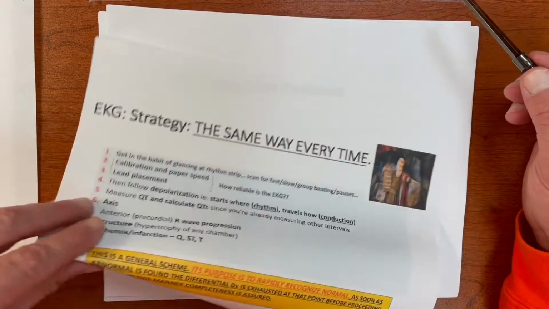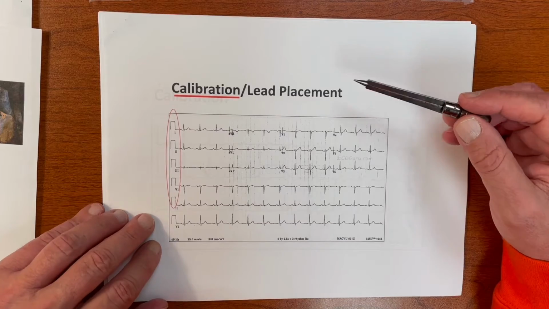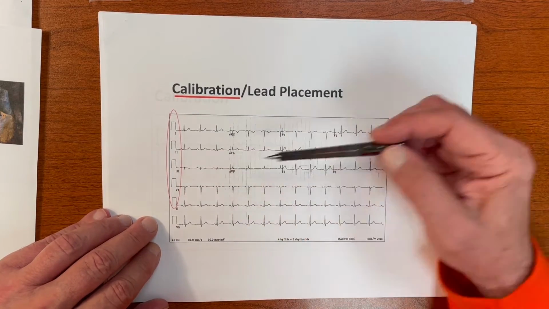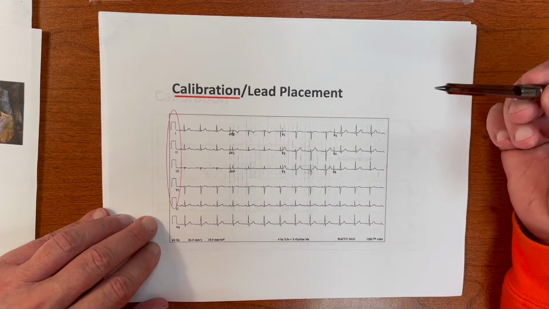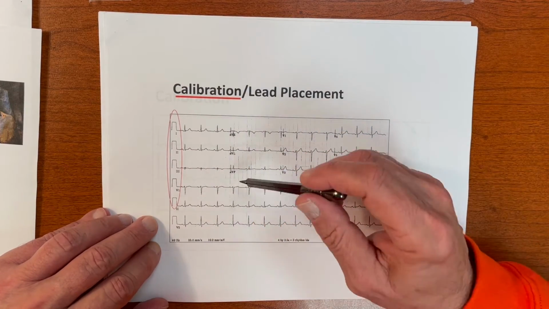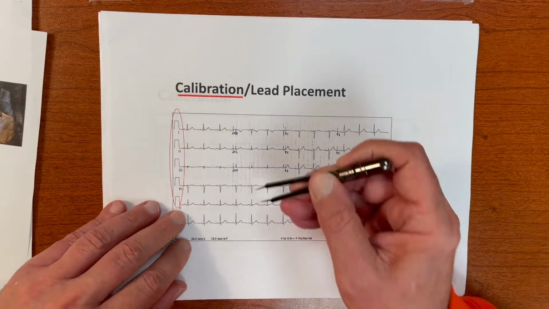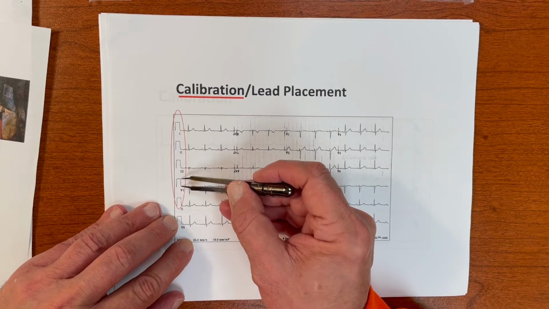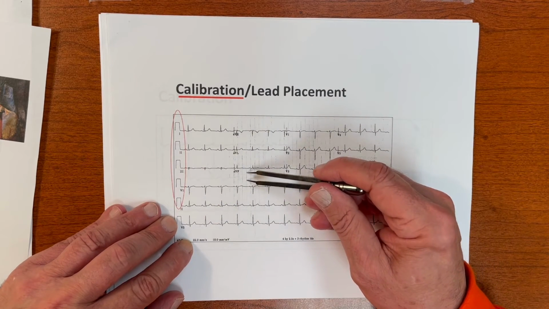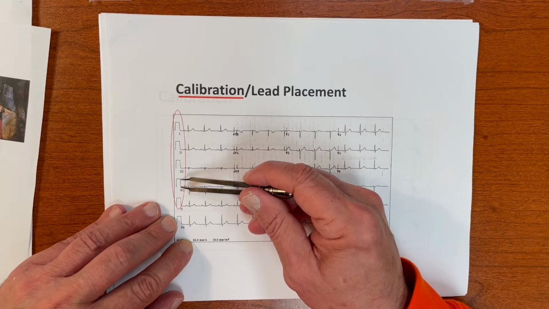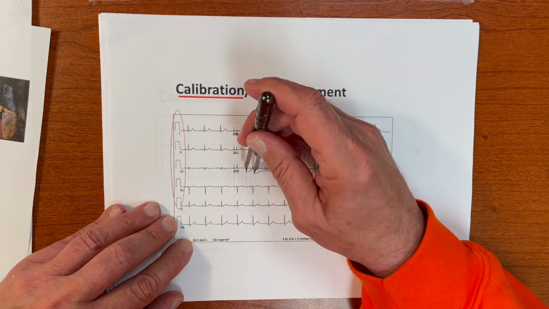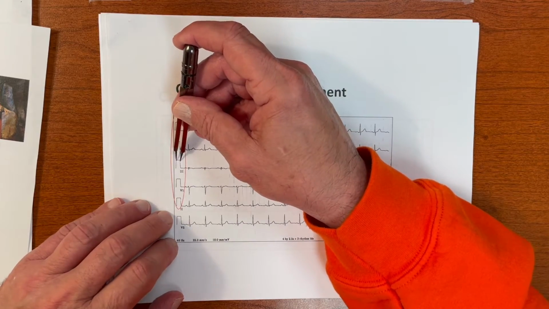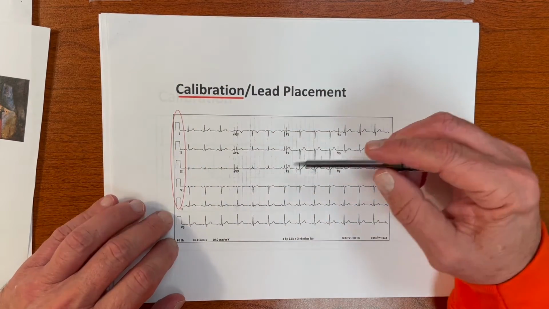Now, let's look at calibration. How do we tell calibration? We look for a calibration bar. Typically, it's on the left. It can be on the right. Either way, it doesn't matter. And it should be 2 large boxes. See how I use my calipers and how I measured? 2 large boxes tall, 1 large box wide. That tells me that the gain is proper.